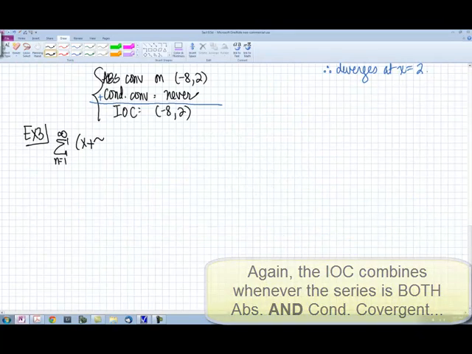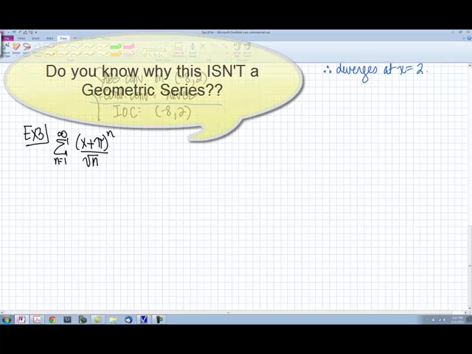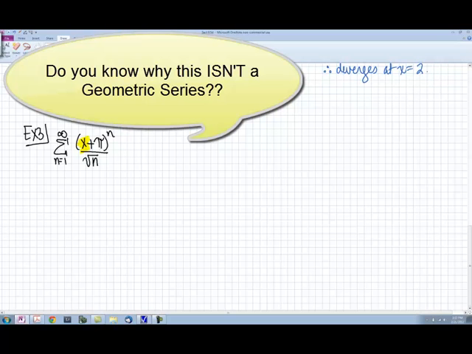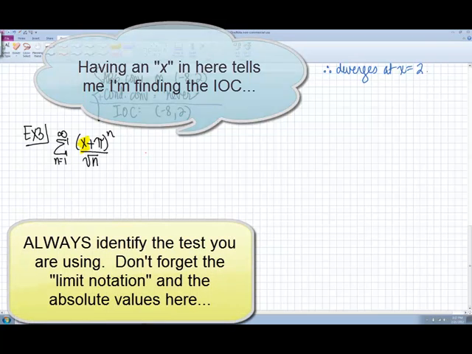Let's try this one. x plus pi to the n over the square root of n. What I do see on here is that I have an x, and I don't know the value of the x, so I'm going to have to use the ratio test for absolute convergence.